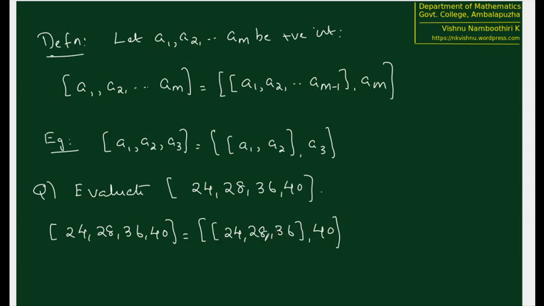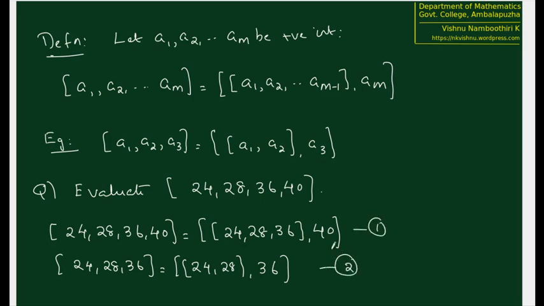Now we need to find the LCM of these three. Instead of finding the LCM of these three directly, again we are going to split 24, 28, 36. The LCM is equal to the LCM of 24 and 28, together with 36. Suppose this is expression 1 and this is expression 2. Then we have to initially find the LCM of 24 and 28.